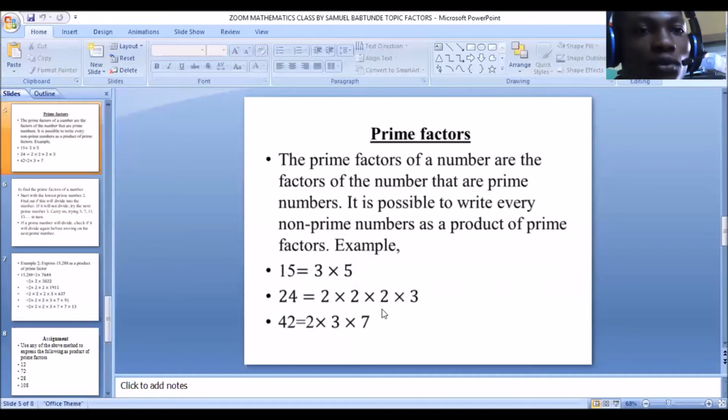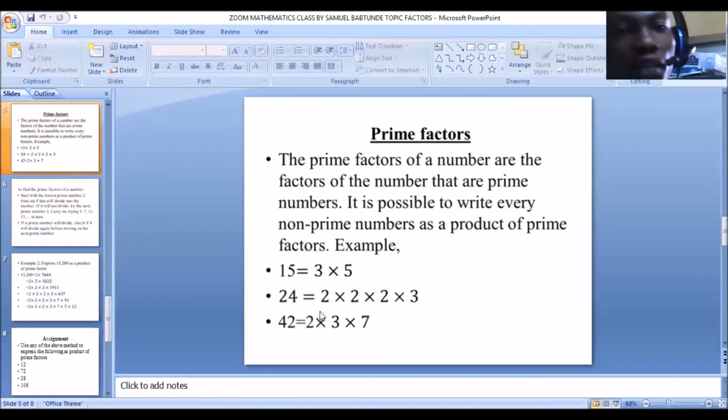So I started with 2. 2 can go into 24. I have 12. 2 can still go into 12. I have 6. Now, 2 can still go into 6. Now it's remaining 3. Now you check again. Can 2 go into this 3? No, 2 cannot go into 3 because 1 will remain. So what do I do? I move now to the next prime number, which is 3. And now I say, can 3 go into 3? Yes, 3 will go into 3 once without a remainder. So I write down 3.